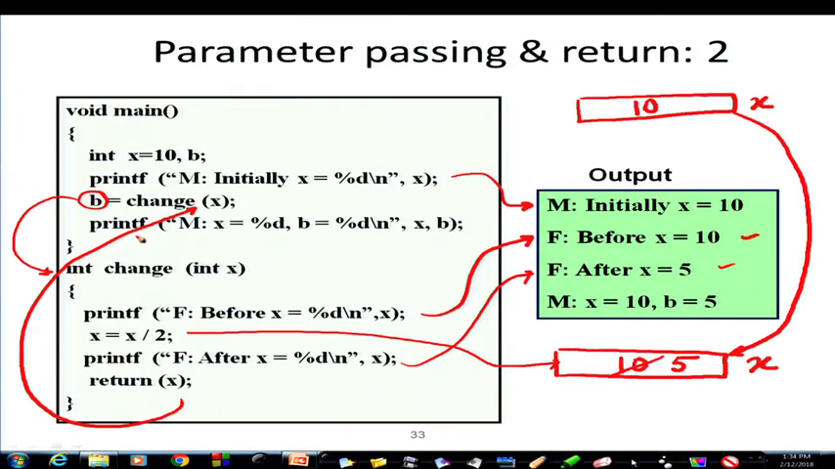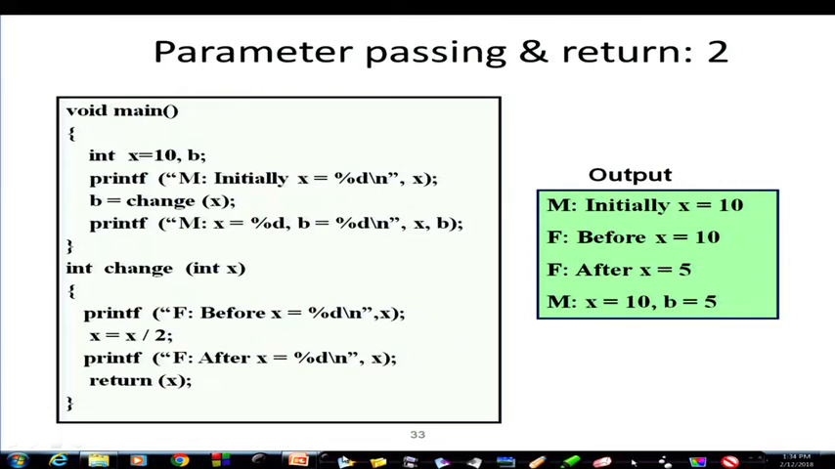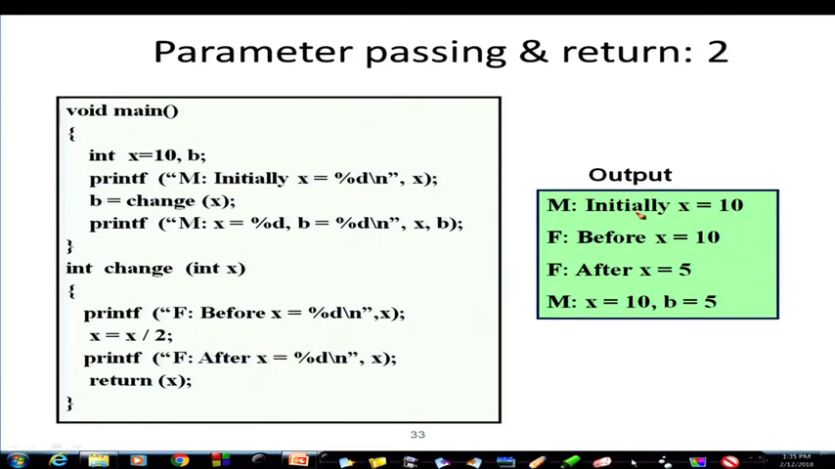Now, I am printing in the main function: x is 10 and b is 5, okay. So, x is not changed, and that is reflected in this printf, and b is also 5. b is in the main function. So, that b has been assigned after this change, and that is also 5. Now, the distinction I think will be clear. So, these are the two cases that we have shown.